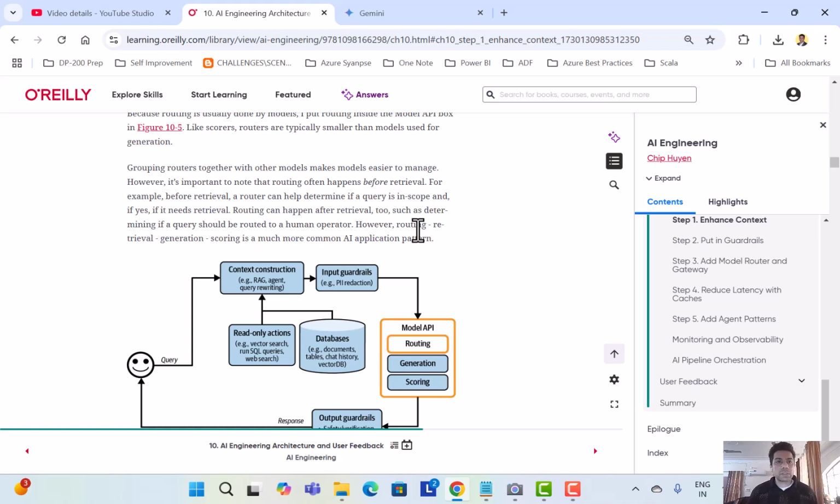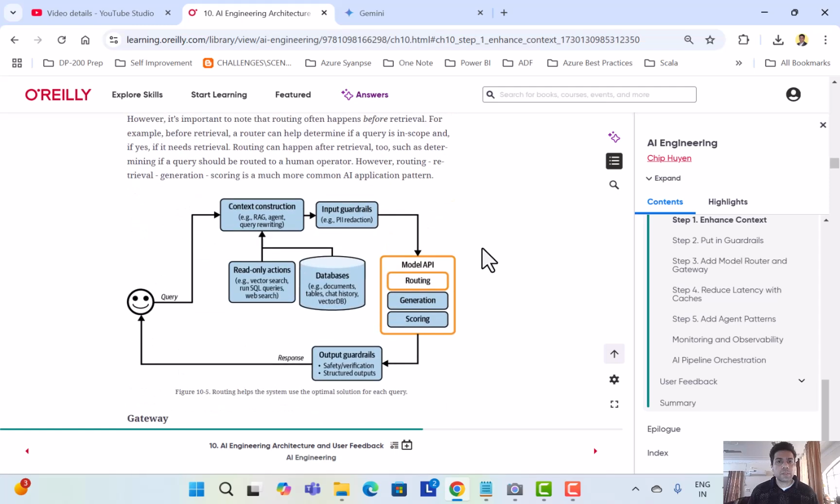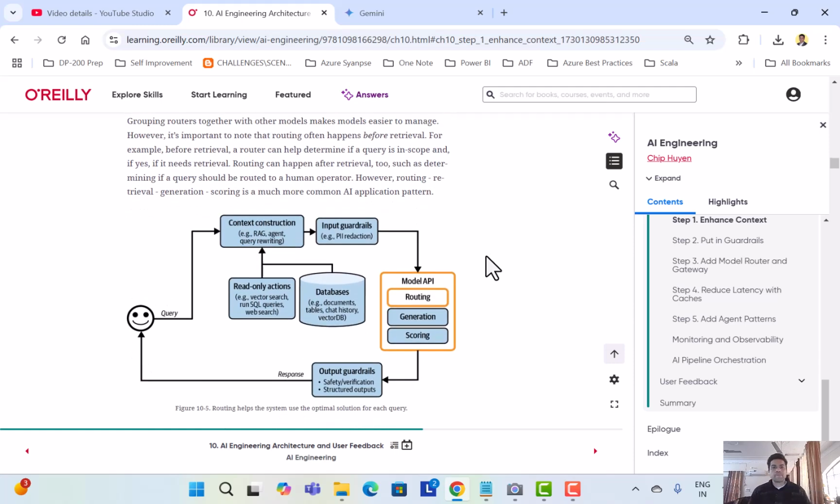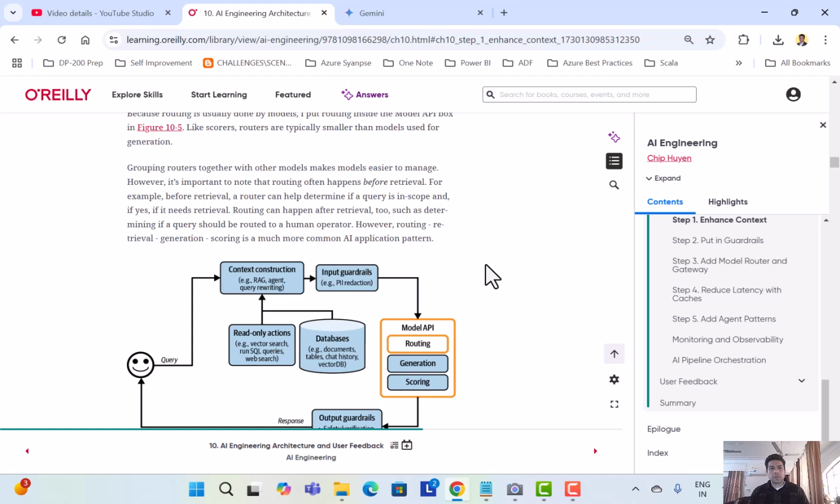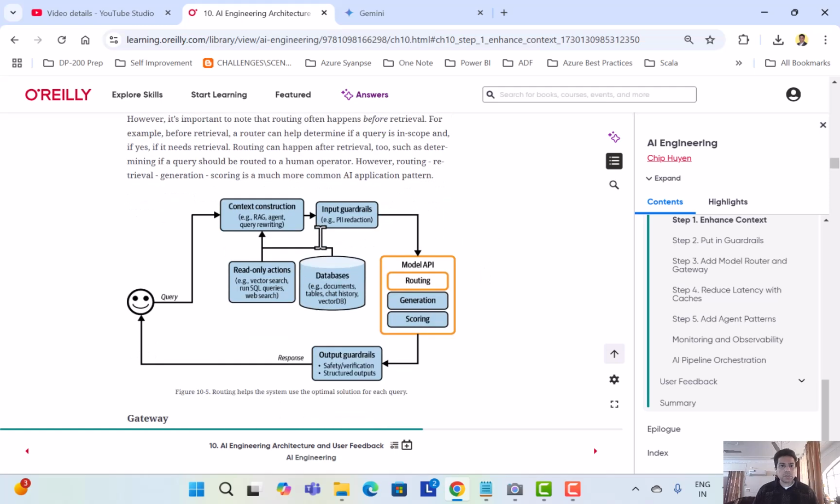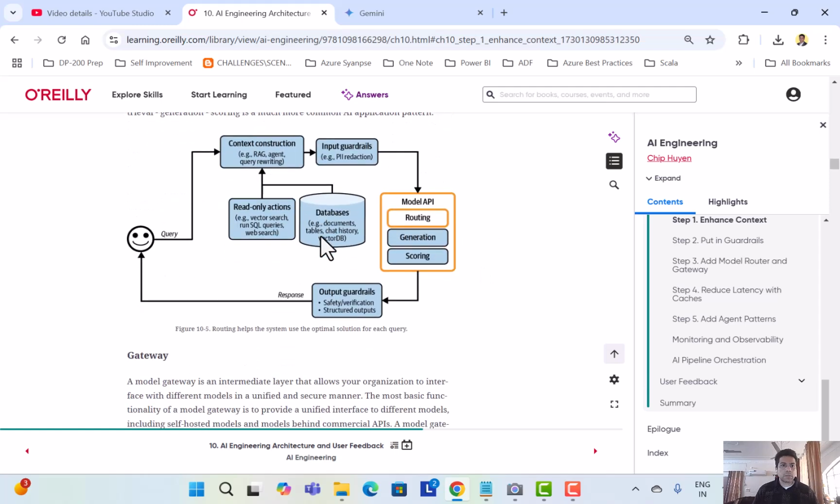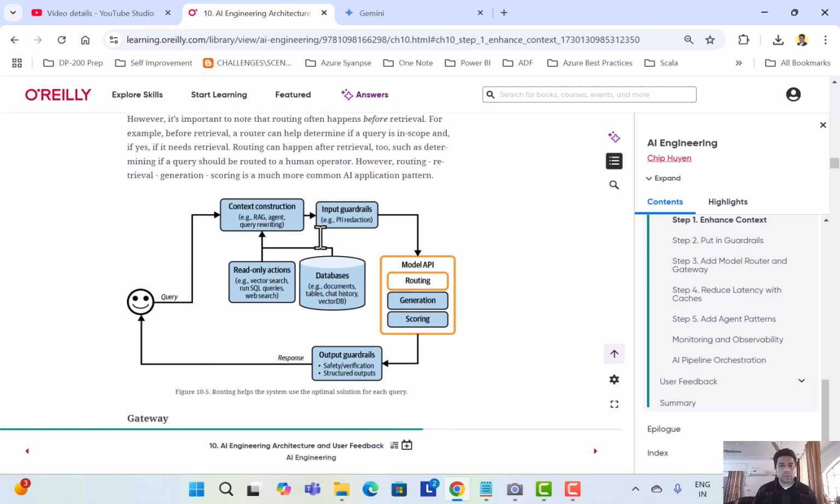Routing, retrieval, generation, scoring is a much more common AI application pattern. Routing, retrieval, generation. Okay, but is this retrieval mostly for RAG applications or for others as well?